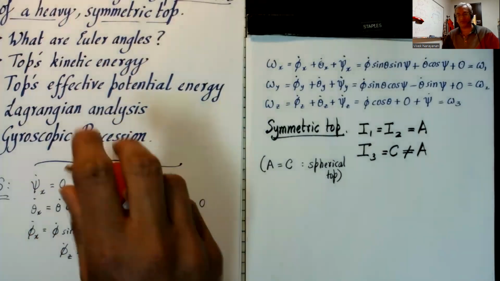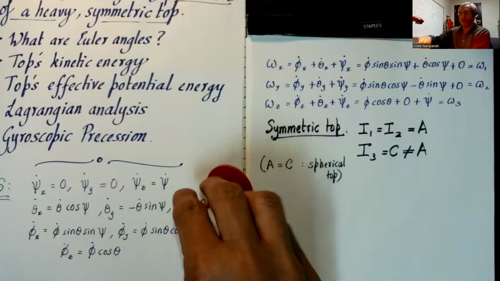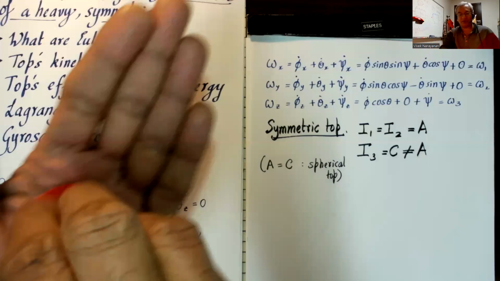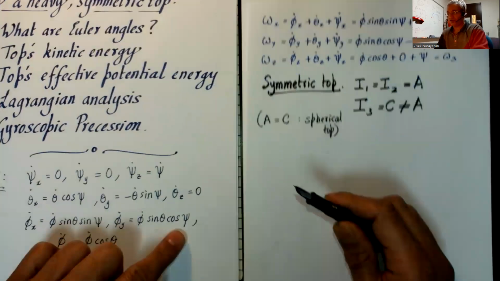So if I try to spin the finger top with one axis fixed, that would create a little cup depression in my hand. That would be similar to what I'm doing now. So let me draw a figure to illustrate the symmetric top.